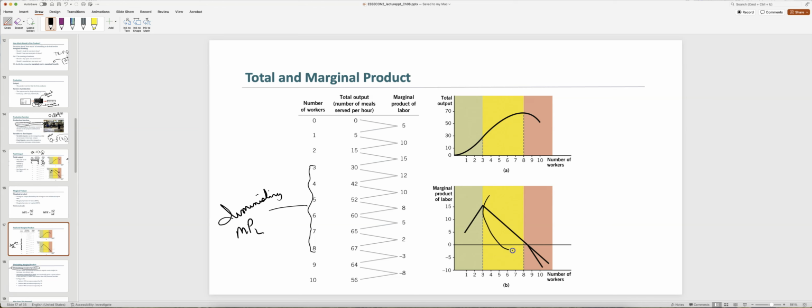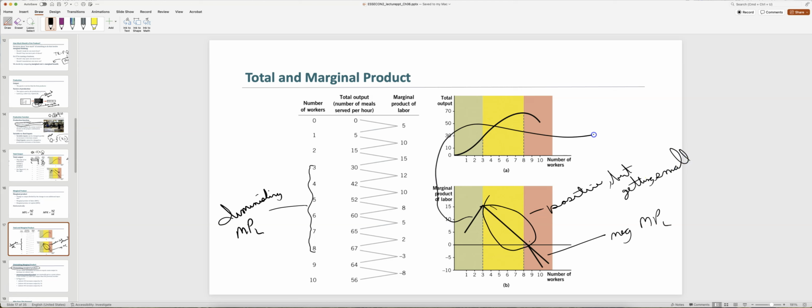Or basically this region right here, where it's still positive, but it's downward sloping. This would be negative marginal product of labor, which is different than this, which is positive, but getting smaller. And this, which is positive and getting larger.